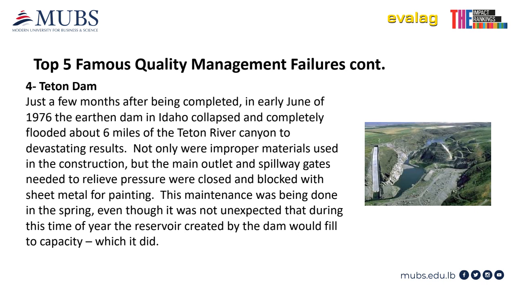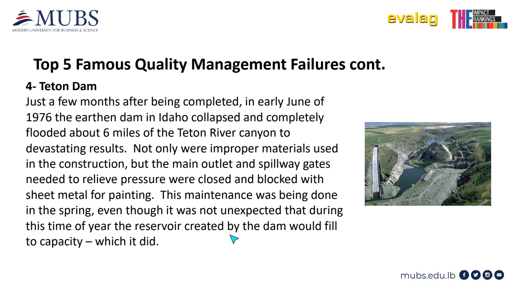The fourth famous quality management failure is just a few months after being completed in early June of 1976. Please, if you have notes, write them down and then we will discuss. The earthen dam in Idaho collapsed and completely flooded about 6 miles of the Teton River Canyon to devastating results. And you can't believe what was the reason.